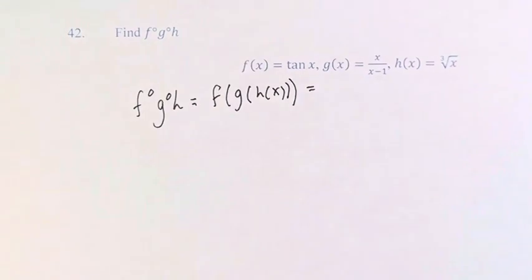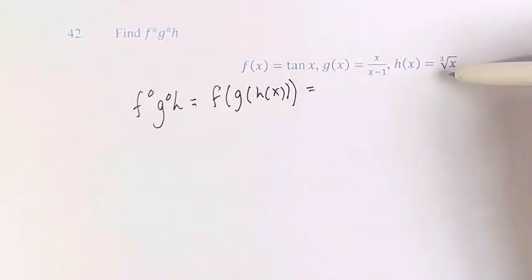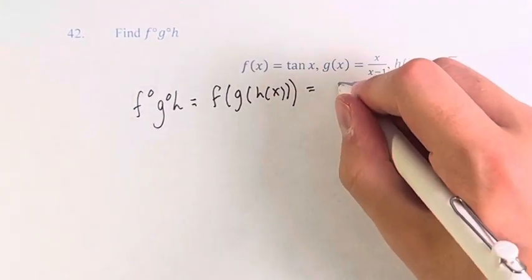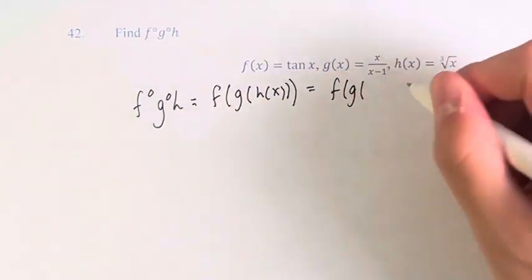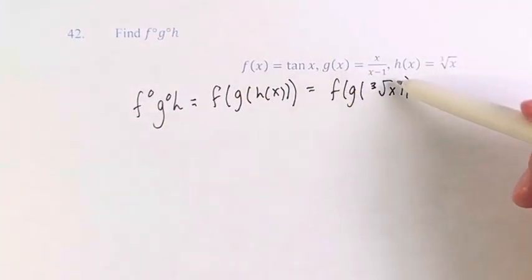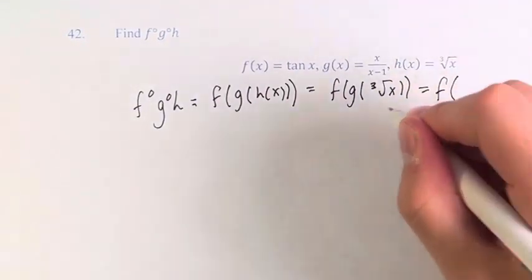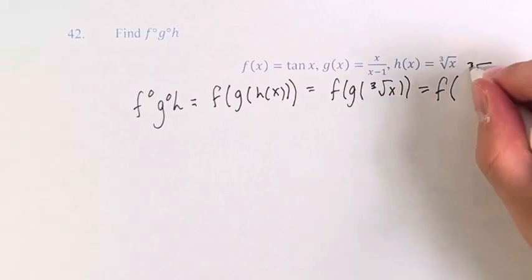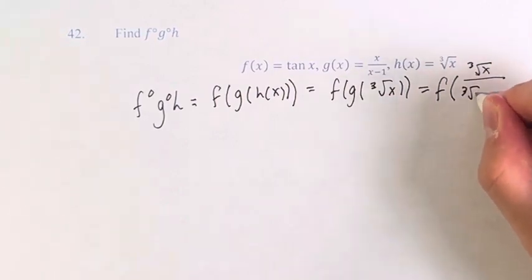And writing it this way helps us realize what we have to do. So first we plug in h of x. So this is f of g of h of x, which is just the cube root of x. Now we can take g of this, g of the cube root of x. So this is f of the cube root of x over the cube root of x minus 1.